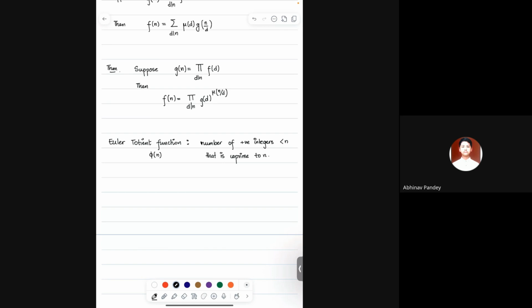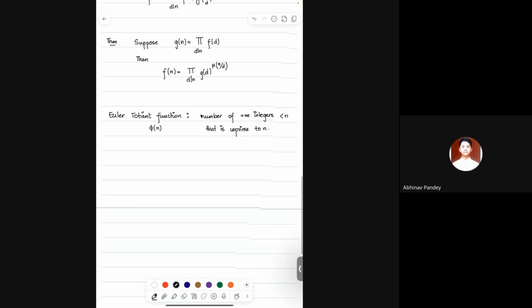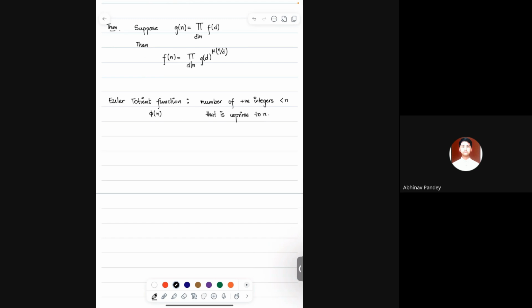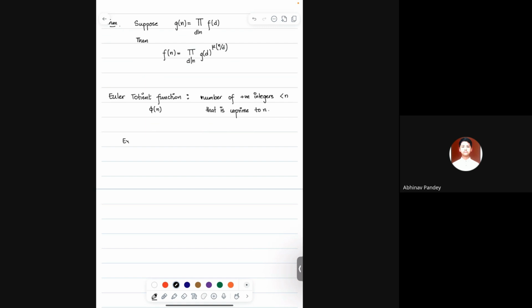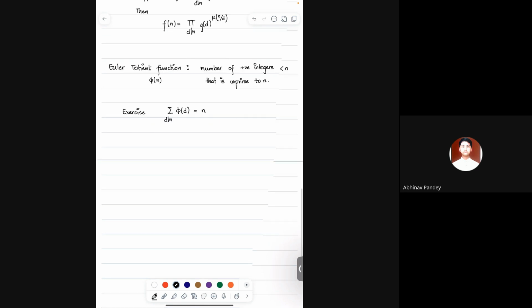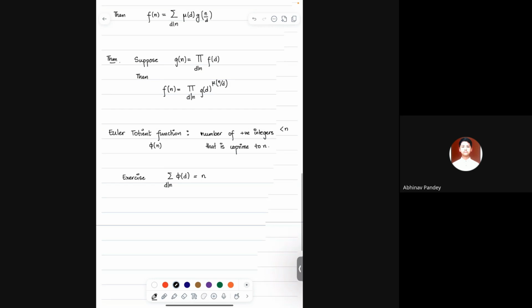So this is the Euler totient function. And again, if you are interested, you can try to show that the sum of phi(d) over d dividing n is exactly equal to n. Otherwise you can take this as a fact for now, but there are several ways of proving this. But if you're interested, you can try to prove it. Otherwise, let's just take this as a fact.